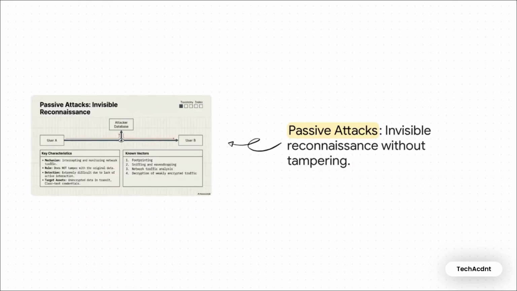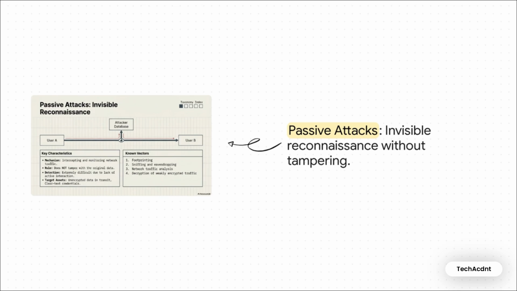Zoom in on passive attacks for a second. Imagine an attacker secretly siphoning a copy of the network traffic as it moves from user A to user B, but they don't alter a single thing. By using tricks like footprinting and network traffic analysis, they can just scoop up clear text credentials and unencrypted data right out of the air.